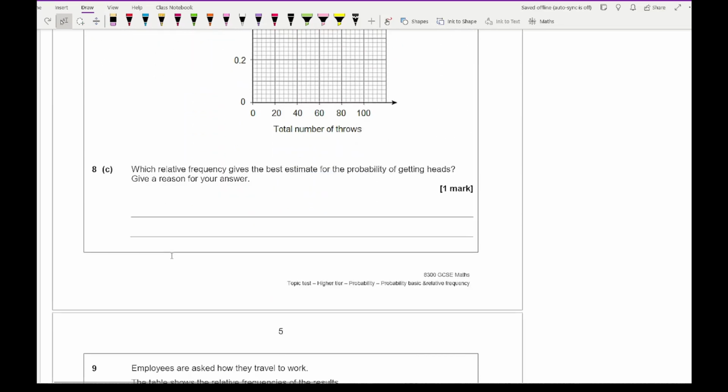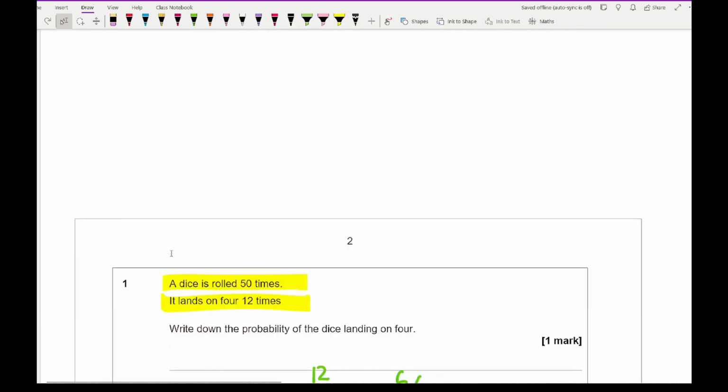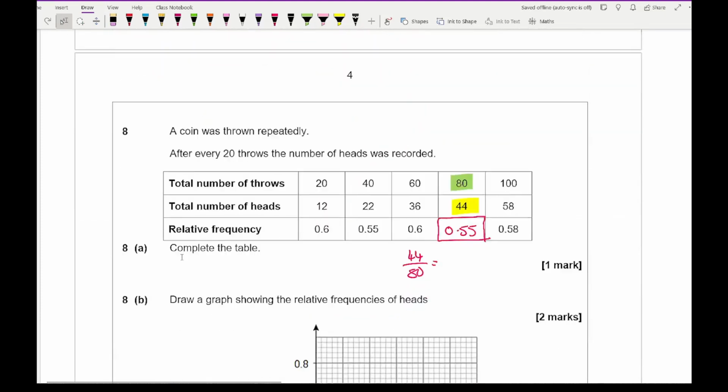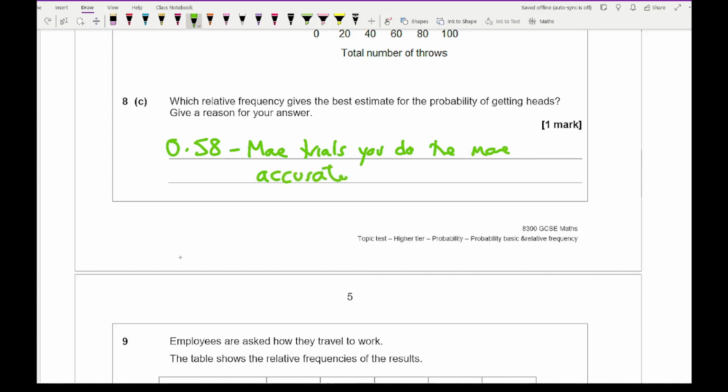Then for question 8c, it says which relative frequency gives the best estimate. Oh, it's just reset, so let's quickly go through all the answers again. There we go. So which relative frequency gives the best estimate for the probability of getting heads? Give your reason for your answer. Well, the best one is going to be 0.58, as the more trials you do, the more accurate the relative frequency.